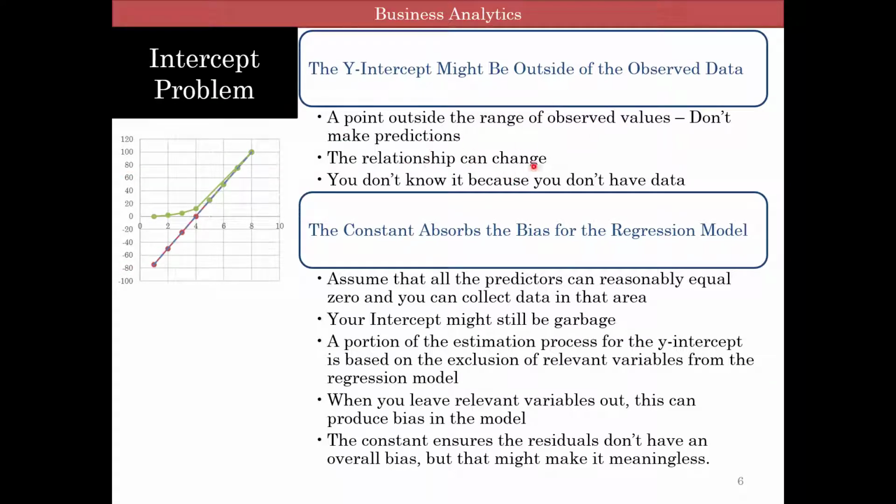When we say don't make predictions outside the range, let's say we have data only right up to x being about 5. Below 5, it might still be a straight line, or it might go off at an angle. So we really don't know what happens there.